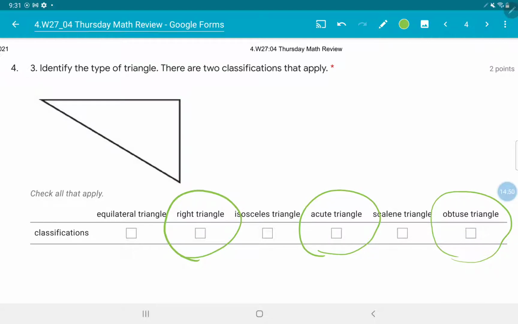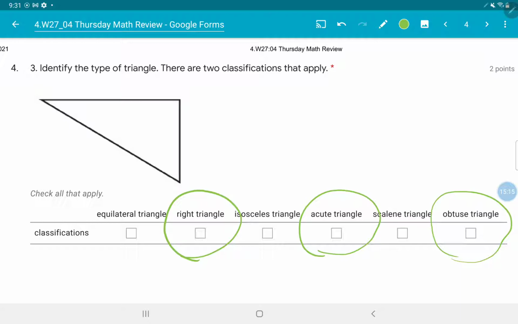If you have one obtuse angle in the triangle, what kind of triangle is it? Obtuse. And if all three of your angles are acute, then what type of triangle would it be? Acute. So looking at the three angles, do you see a right angle, an obtuse angle, or three acute angles, Harper?